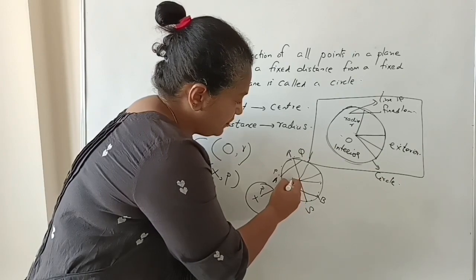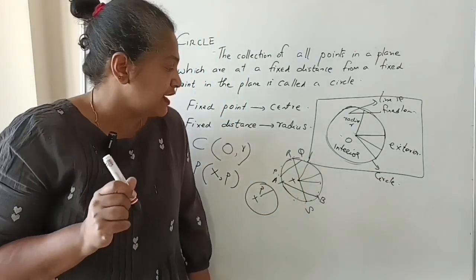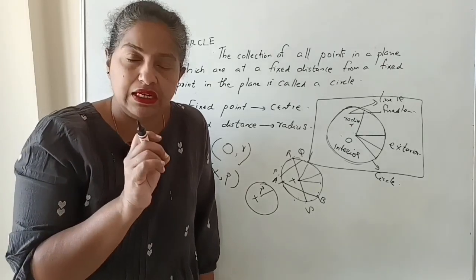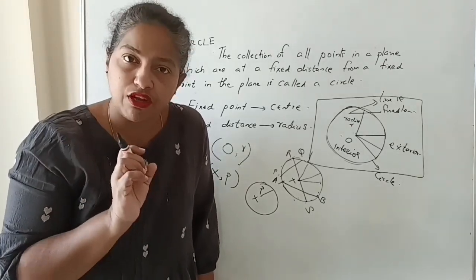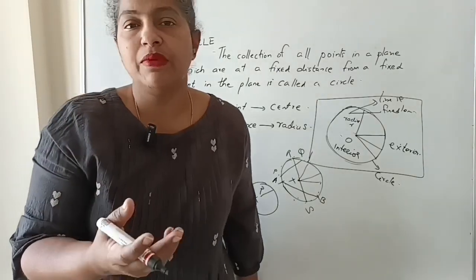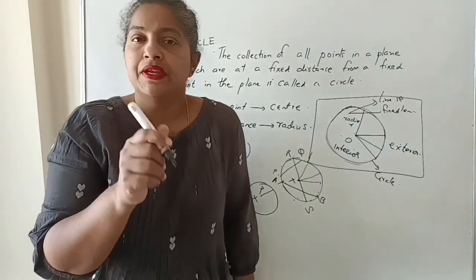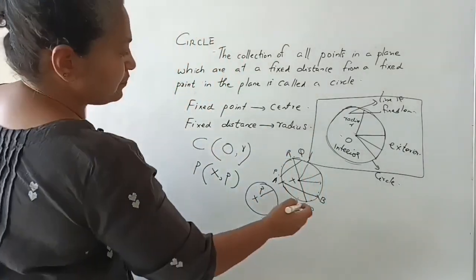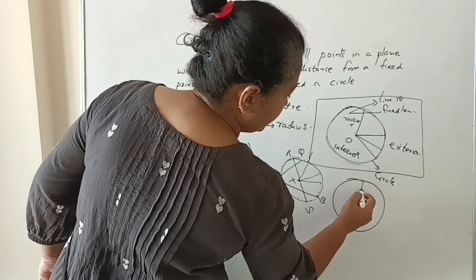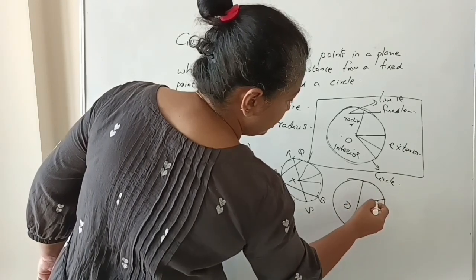If this is the center, X, you can see that the chord RS passes through the center of the circle. The chord passing through the center of the circle is called the diameter of the circle, and you know that diameter is twice the radius. Now, in a circle, this is the center. Now, this is the diameter.